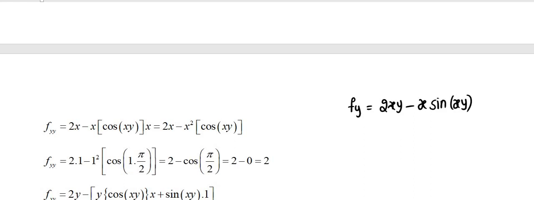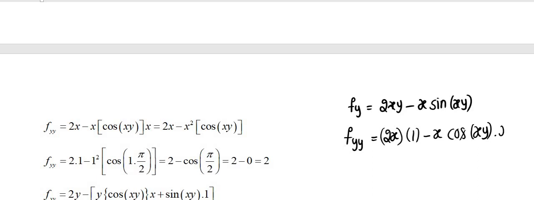While doing partial differentiation with respect to y, we are treating x as constant. That's why 2 is constant, x is already constant. For 1 y, the differentiation is 1, minus x is constant. Sine differentiation is cos of xy. By using chain rule, angle differentiation is x constant, for y 1. So the simplification of this one is 2x minus x square cos of xy.